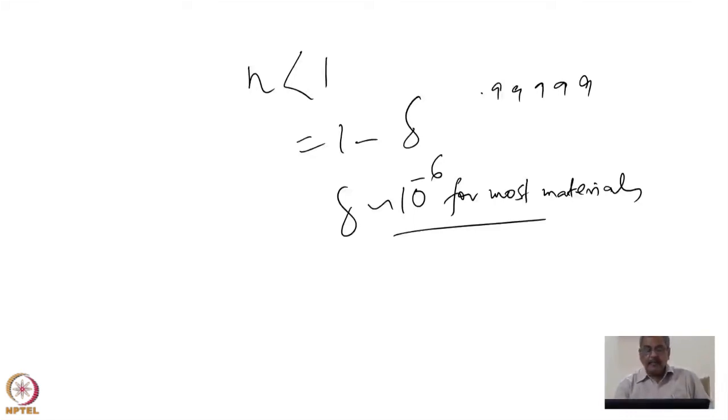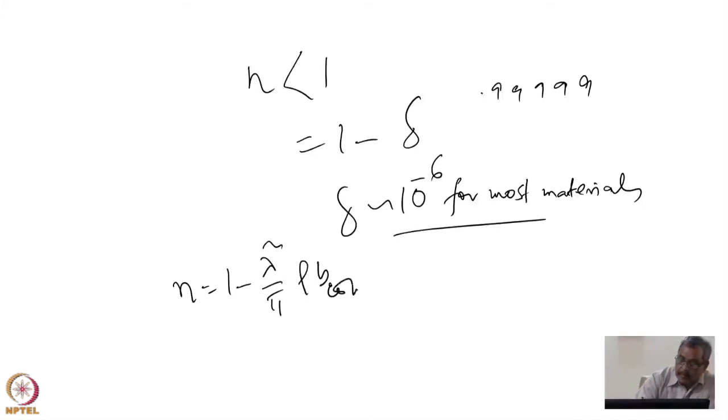This means that since N is less than 1, comparing it with our experience with light rays traveling from a denser medium to a rarer medium, any medium having a refractive index less than 1 behaves like a lighter medium with respect to air or vacuum. In optics, we know that total internal reflection takes place. In the case of neutrons, for most materials, total external reflection will take place. For large B coherent and large density, this N will be more different from 1, this delta value will increase, and that means total external reflection will take place up to a larger angle.